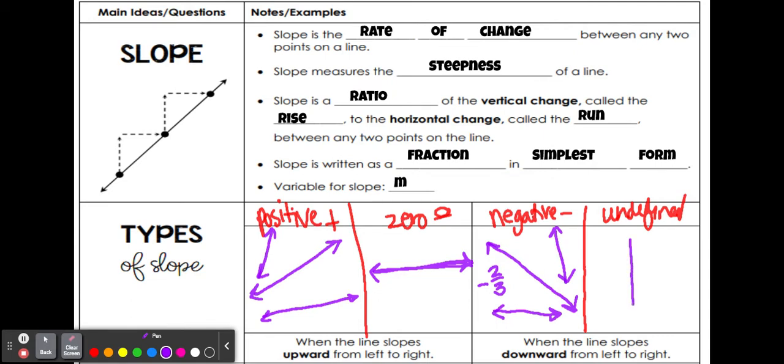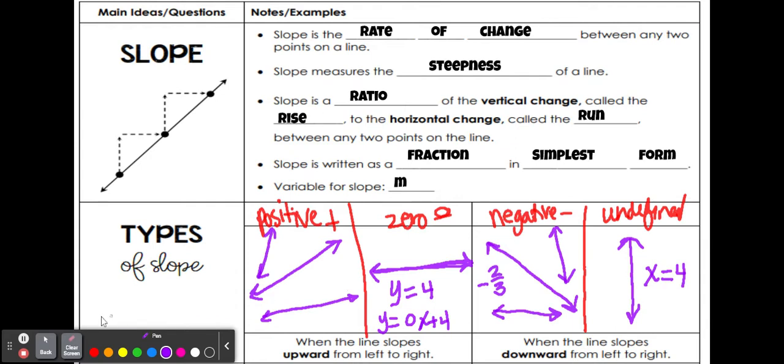Undefined is straight up and down. This is not a zero slope. That is not a slope. So these lines are written like x equals 4, right? So this is an undefined slope. This slope is actually a 0. So if I said y equals 4, that means that all of the y values are 4. And the slope, if we wrote it in slope-intercept form, which we'll talk about next class, is 0.